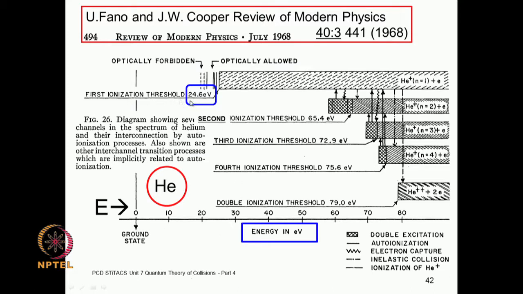So this is the first ionization threshold, which I showed you in the previous figure, which is 24.6 electron volts, and then you have the second one at 65.4 and so on. These are the ionization thresholds which move from left to right as you go to higher ionization thresholds. Furthermore, we have also shown these discrete bound to bound states, and you will notice that they overlap with the ionization continuum of the singly excited states. So there will be configuration interaction between the doubly excited states and the singly excited continuum.